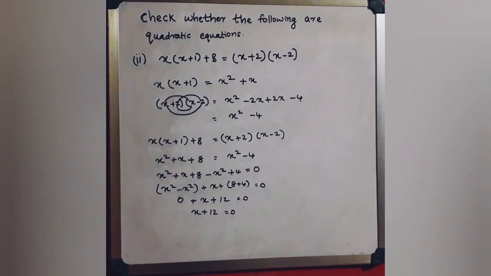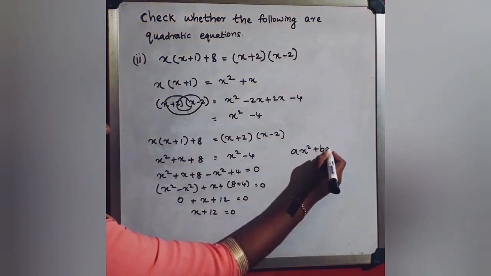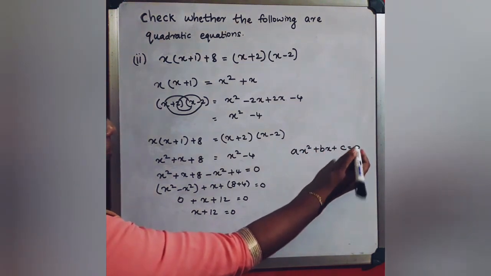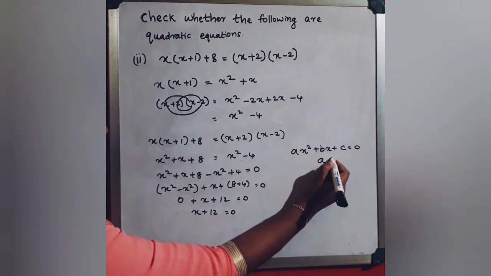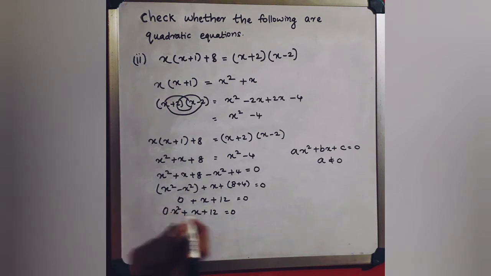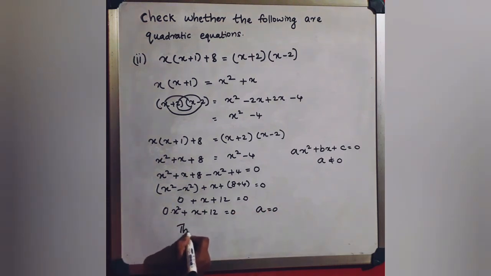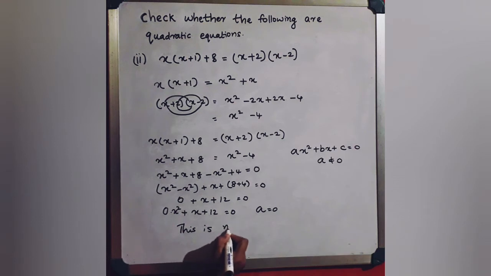We know that the quadratic form is ax square plus bx plus c is equal to 0 where a not equal to 0. But here the coefficient of x square is 0. Here a is equal to 0. So the quadratic equation becomes a linear equation. This is not a quadratic equation.